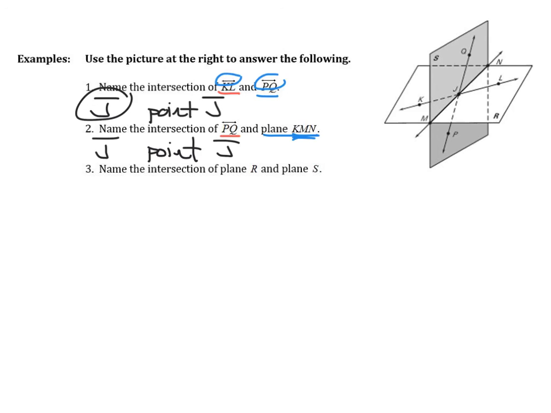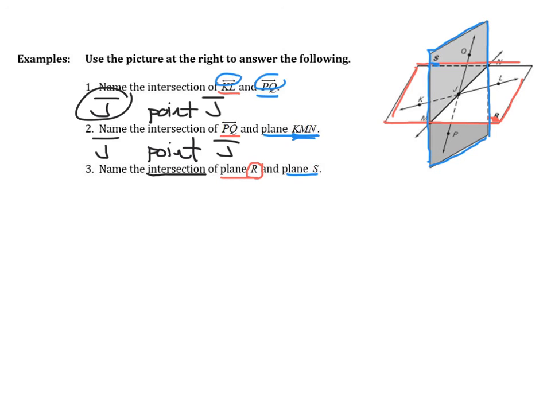As for number 3, they want the intersection of plane R. Notice now they're only using a single letter. Remember, this is that bold letter here in the corner. So plane R is referring to this white plane. And then we have plane S. So here's my bold S in the corner. That's referring to the gray plane. So I'm trying to figure out essentially where do those two touch.